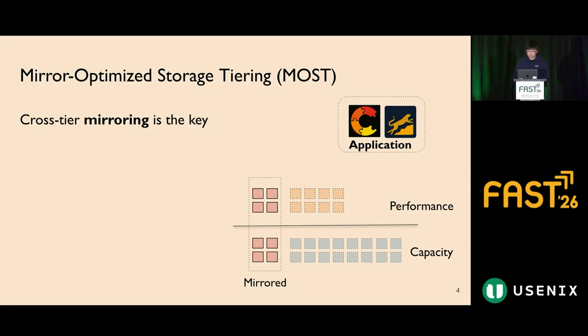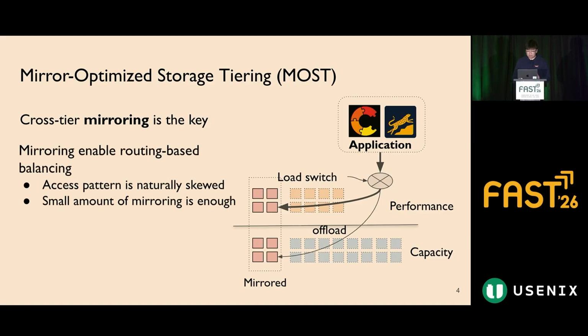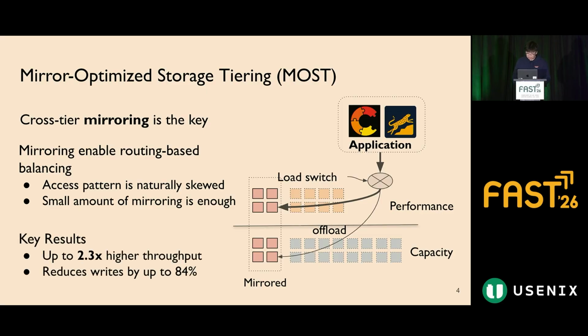Introducing mirroring in the traditional tiered system provides the opportunity for routing-based balancing, as shown in the right diagram, where a request sent to mirrored data will go through a load switch that can offload requests down to the capacity tier without any migration when the performance tier is saturated. Second, we observe that the access pattern is naturally skewed, and therefore only a small amount of hot data is enough to make a majority of the requests routable. As a result, through our evaluation, we observe MOST can achieve up to 2.3 times higher throughput and reduce device writes by 84% on a range of static and dynamic workloads.